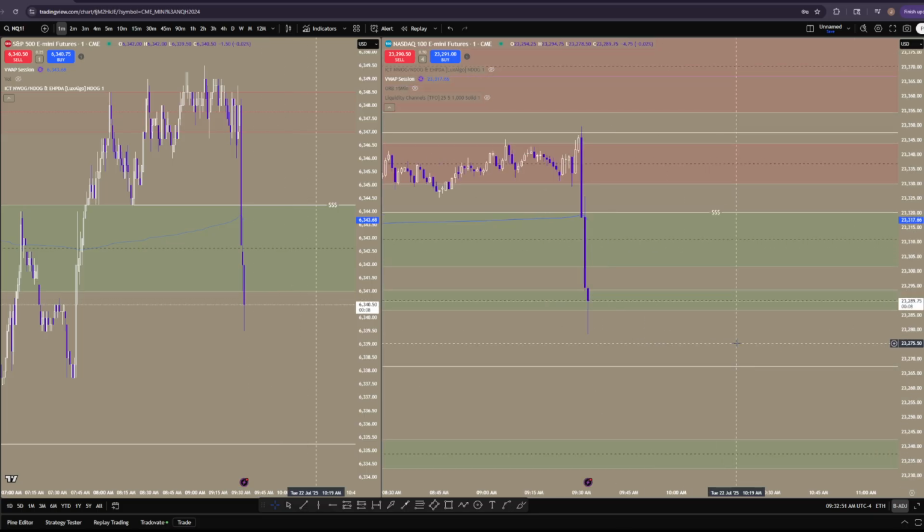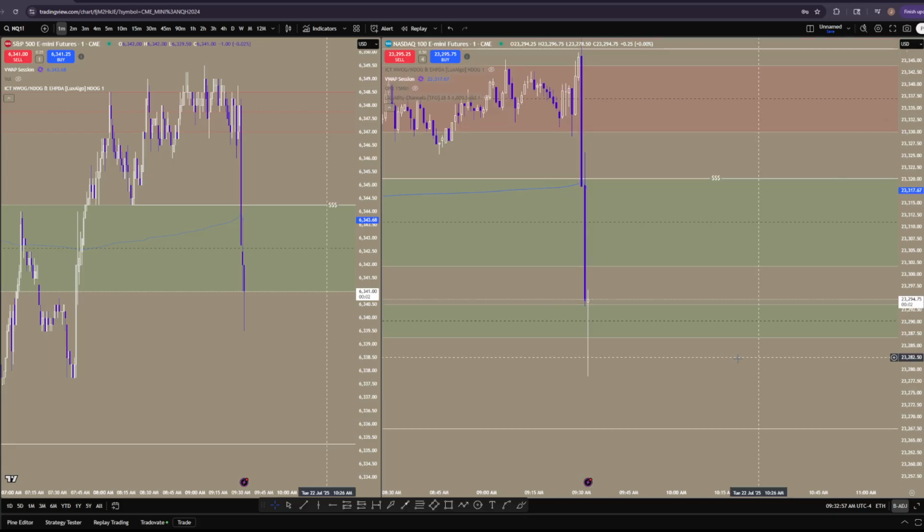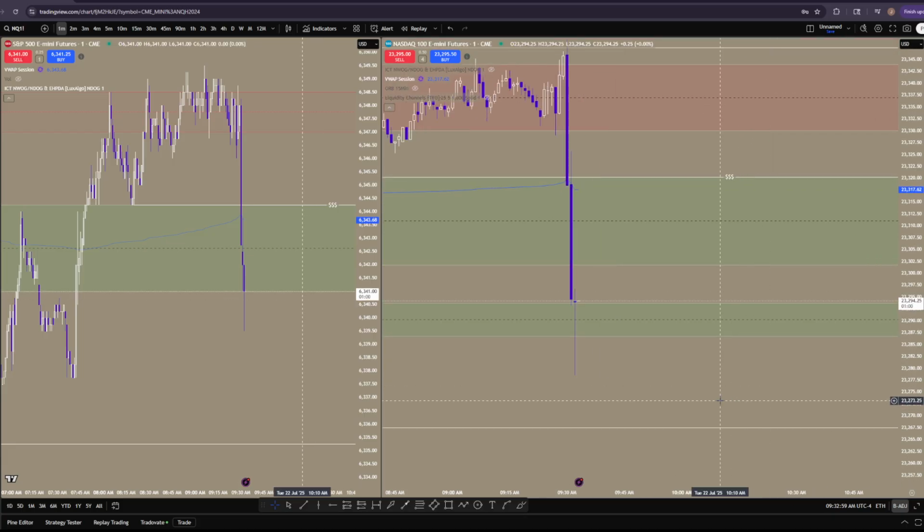But still expecting range. Okay, 23,350. We just got a big order put in there, so that's going to be above these highs up here. So we could expect longs to try and step back in here.